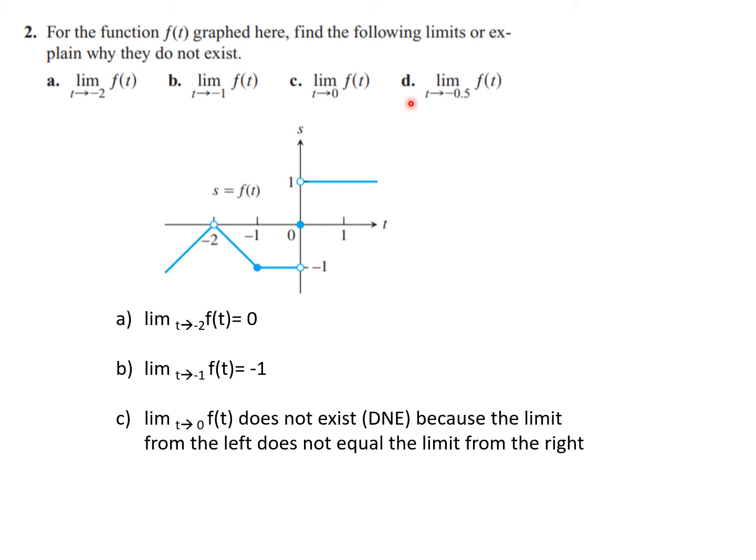Part D, we have to find the limit of f of t as t approaches negative half. So t can approach negative half from the left, and the value of the limit will be negative 1. When we approach negative half from the right, the value of the limit will also be negative 1. So in both cases, the limit exists as t goes to negative 0.5 and its value is equal to negative 1. And that wraps up this part.